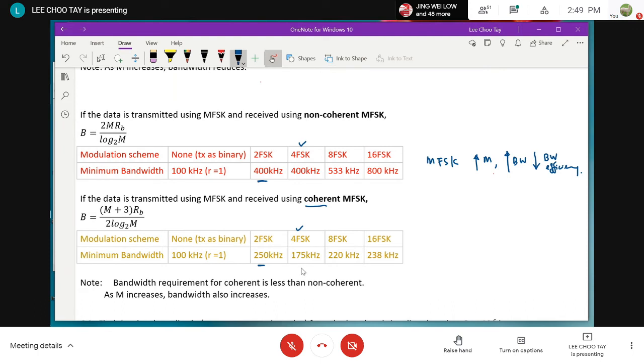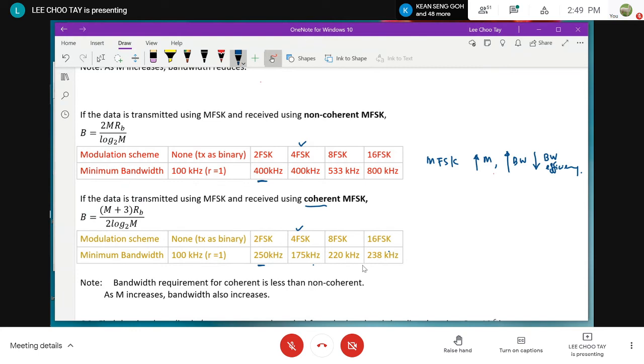This number is a bit weird. I took this equation from a book. When you move to FSK, somehow the bandwidth drops. It should increase, so why did it drop? But if you compare from 4 to 8 to 16, when you increase your M level, the bandwidth requirement increases as well.